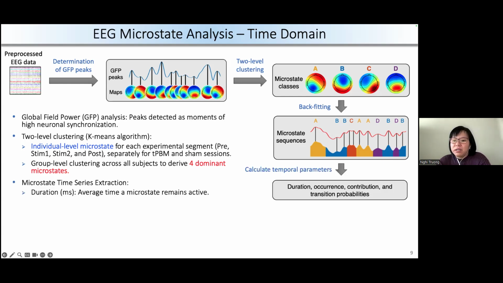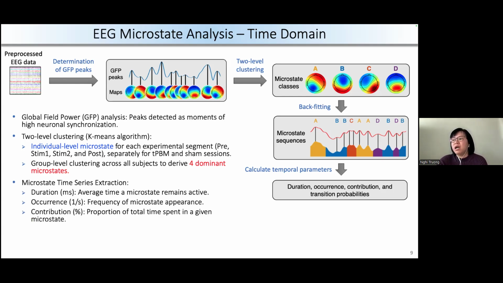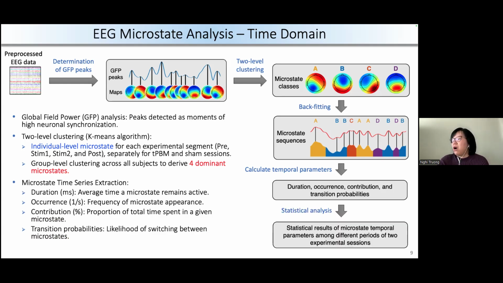And then we calculate the temporal parameters of the corresponding microstates. The parameters include the duration, which is the average time a microstate remains active; the occurrence, which is the frequency of the microstate appearance; the contribution, the portion of total time spent in a given microstate; and finally the transition probability, the likelihood of switching between microstates in the EEG data signal. Finally, we do some statistical analysis on the microstate temporal parameters among different periods of the two experiment sessions. This is the overall pipeline for the EEG microstate analysis in the time domain.